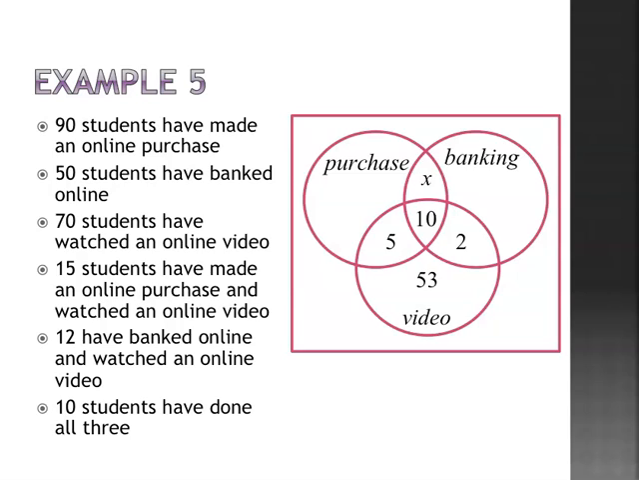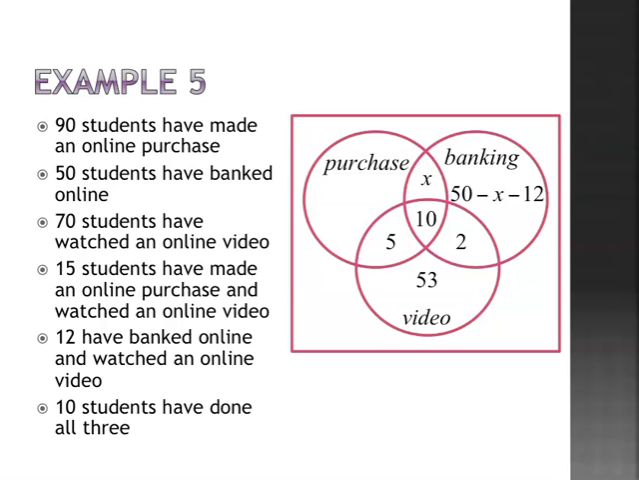All right, let's continue. 50 students have banked online. So we'll do the same thing as what we just did here, but since we have X in there, we're going to have to write our expression in terms of X. Since we know there are 50 altogether, and 2 and 10 are accounted for, and also X, we just don't know what X is, we can write this as 50 minus X minus the 10 minus the 2, so minus 12. So 50 minus X minus 12.